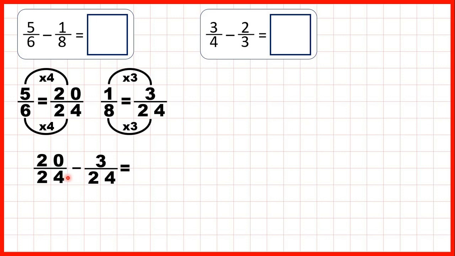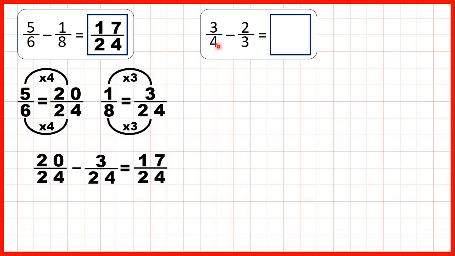Now we have fractions with a common denominator, so the denominator stays the same in our answer, and 20 minus 3 is 17. So our answer is 17 over 24.